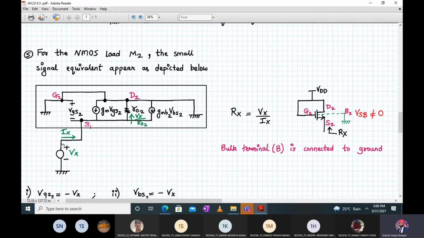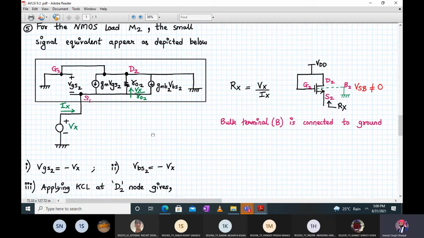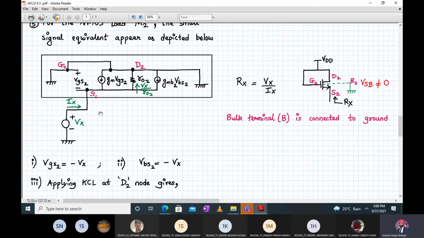Now over here, if you see carefully, the voltage VX positive is over here, negative is towards the ground. That means your voltage VX is parallel to RO2. We are considering that the current flowing into RO2 is going towards the ground terminal, so the current flowing through RO2 will be VX upon RO2. Fine with that? We have to find RX, that means VX upon IX.